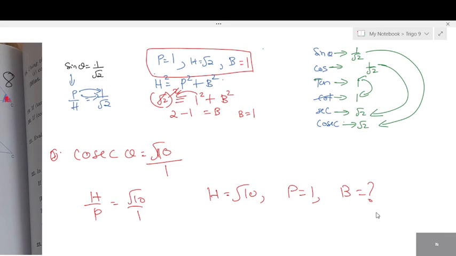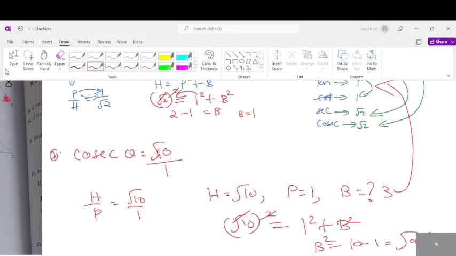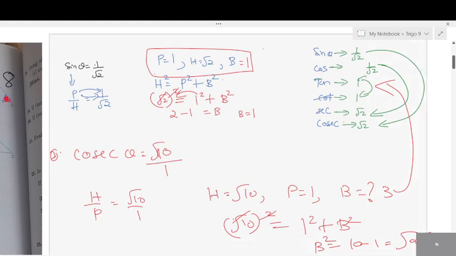Have students completed? What is the base? 1 square plus p square equals 10, so 10 minus 1 is root 9, right? Root 9 is 3. So we have base as 3. Did you find all the answers here? Substitute and find the answer. That's it. Okay, check the answer later.